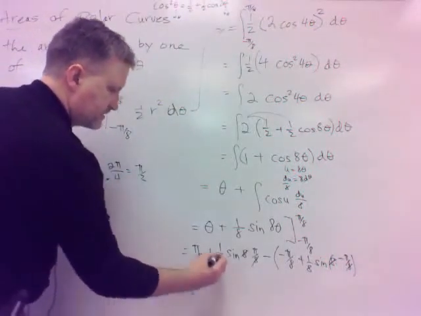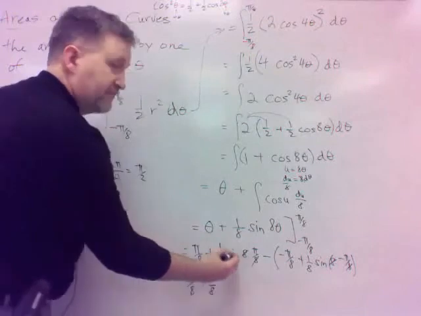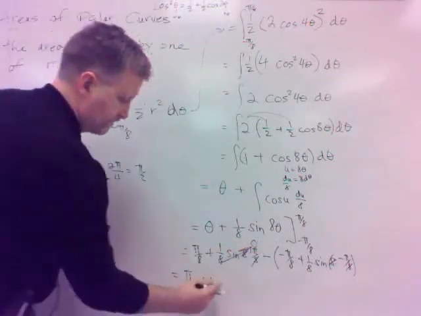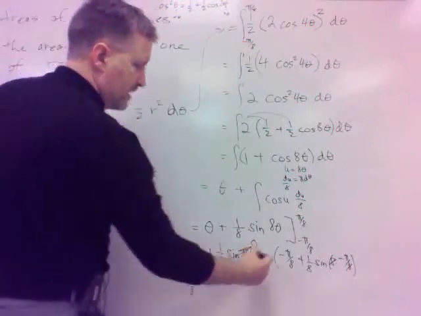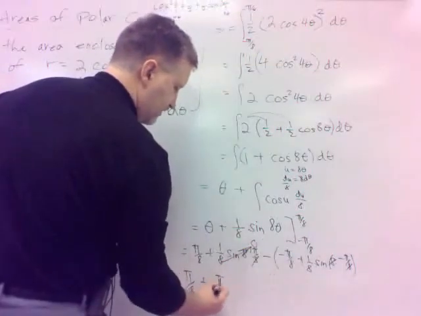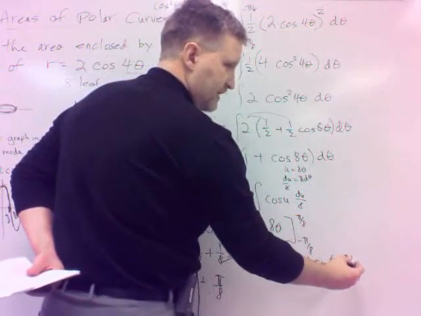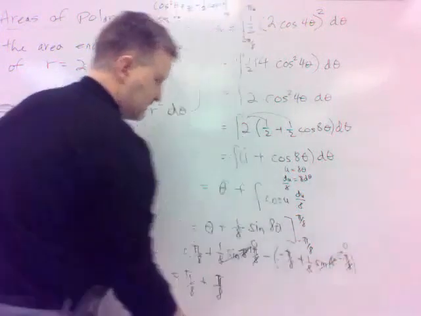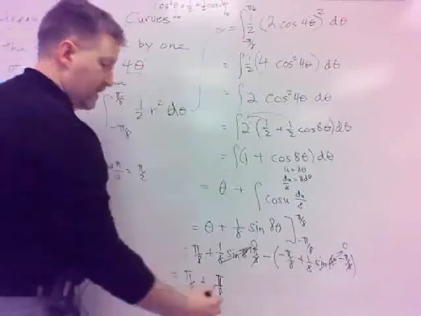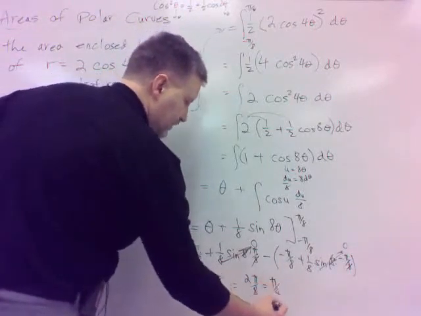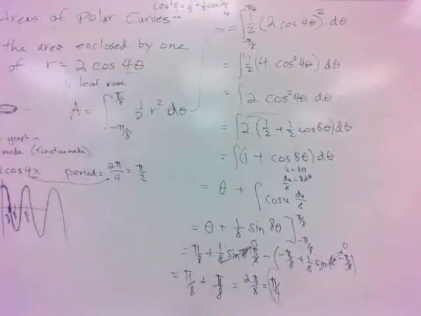So pi over 8 plus 1/8 sine of pi. Actually, that's 0, isn't it? Don't need that term. Minus minus pi over 8 is plus pi over 8. What's the sine of minus pi? And that's 0. So it's pi over 8 plus pi over 8, 2 pi over 8, just pi over 4. So one loop is pi over 4.